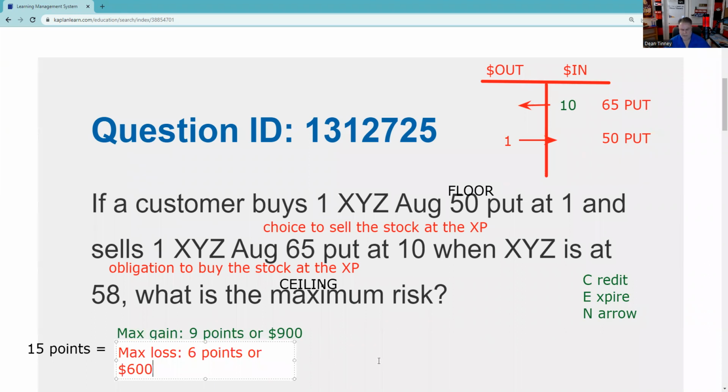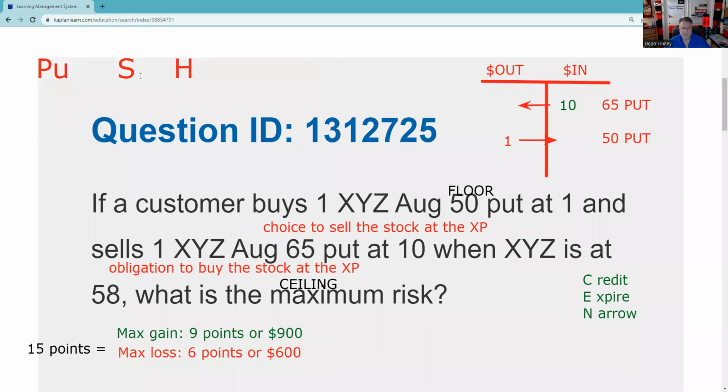The next thing we have to do in a spread, I said there's 8 things, is the break even. This is a put spread. Again, we know that test taking trick, it's got to be somewhere between 50 and 65. And we do have a memory aid device for that called PUSH. PUSH stands for put, subtract from the higher. Put, subtract from the higher.